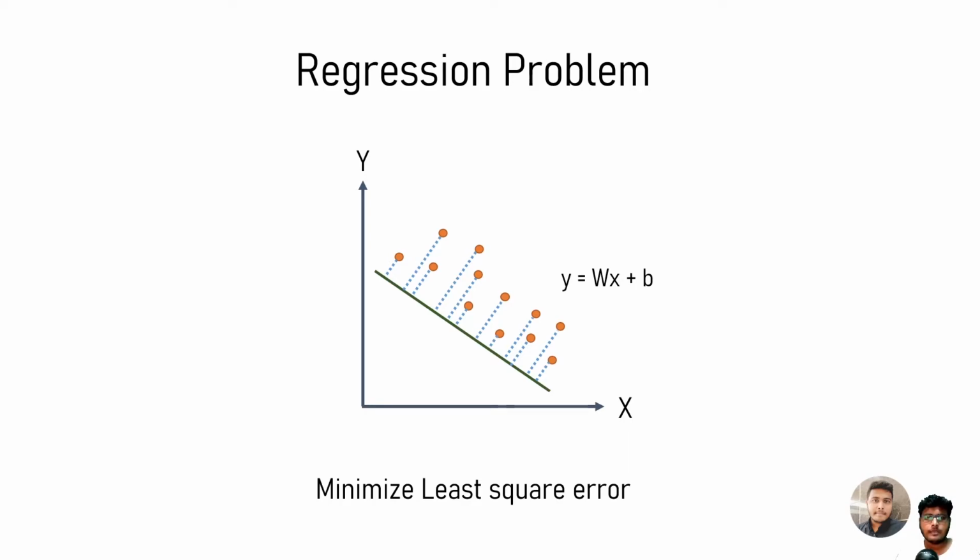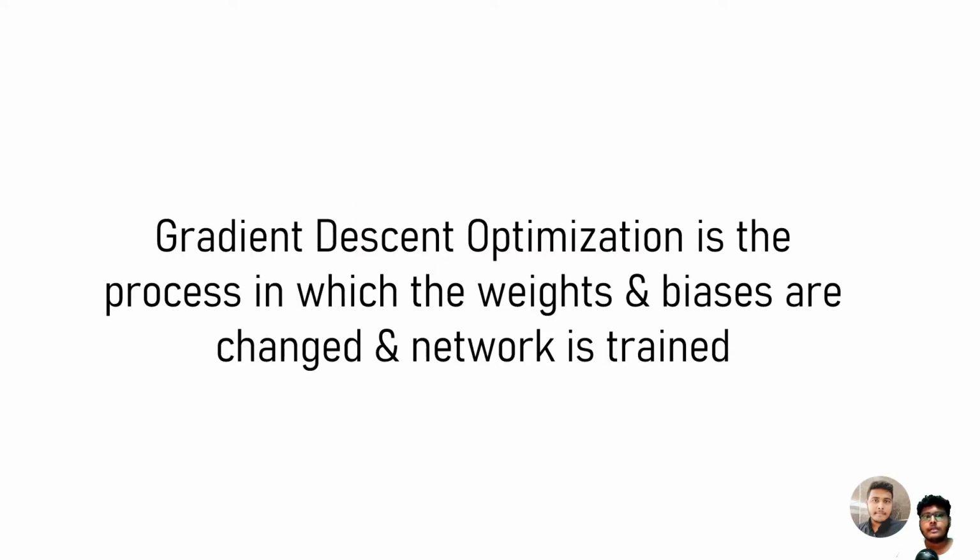So we end up here, and here also we do pretty much the same thing. We again calculate the distances from this line to all the different points, then we get the value of the least square error, and we finally try to minimize that, and we end up with this line. So this is pretty much the best fit for our problem, right? We have this line which looks like it's going through all the data points which we have, and it looks like it's pretty much the best fit that we can have. So again, gradient descent optimization is the process in which weights and biases are changed and the network is trained.